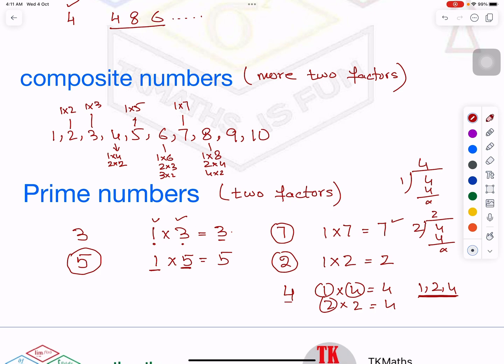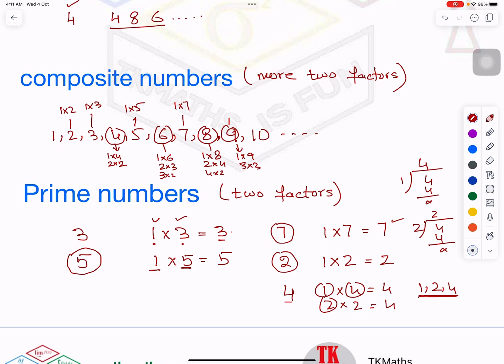But this is counted as 1. So 6 has 1, 2, 3, 6. 8 has 1, 2, 4, 8. And 9: 1 times 9, 3 times 3. So on, I can see the composite numbers are other than prime numbers. They have more than 2 factors. Yes or no? So composite numbers are those numbers which have more than 2 factors.